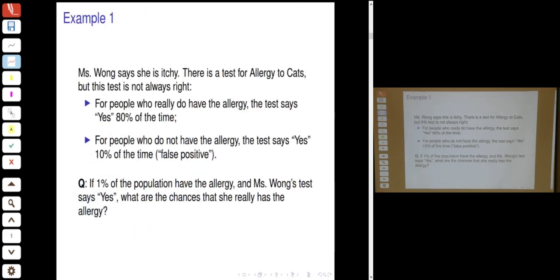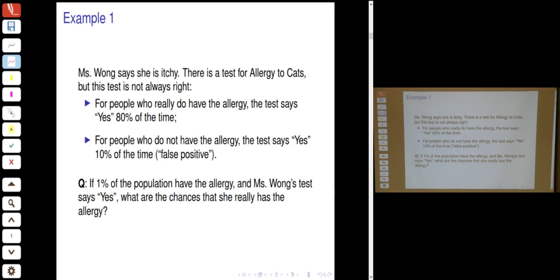So here is an example. Miss Wong says that she is itchy. Now there is a test for allergy to cats, but this test is not always right. This often happens. You have some medical test, and such tests are often right with a high probability, but with some small chance there is a possibility of an error.